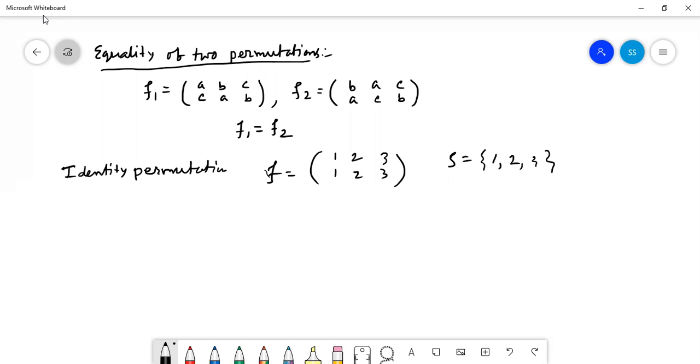So next day we are going for the permutation group. Then our total group theory is completed.